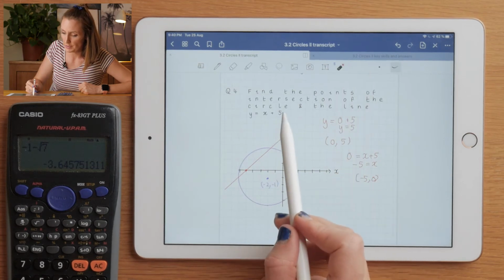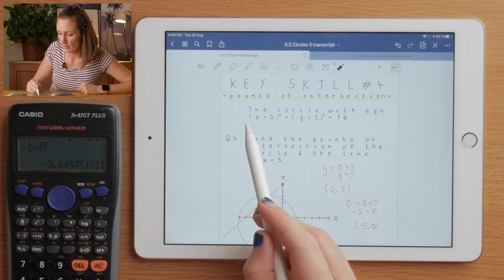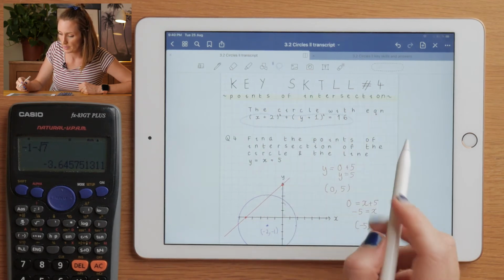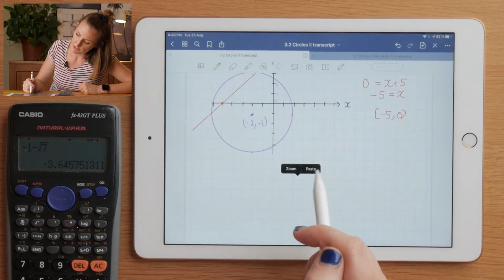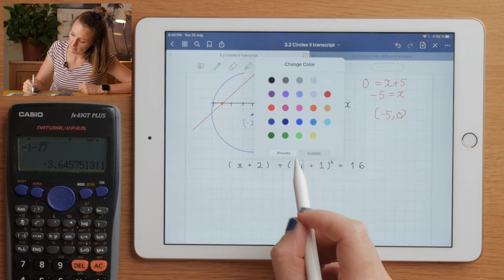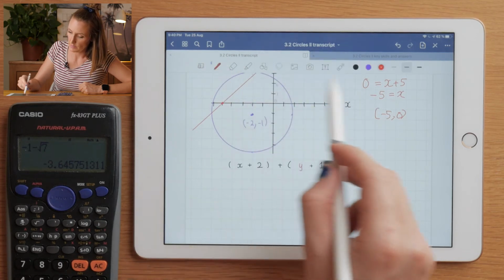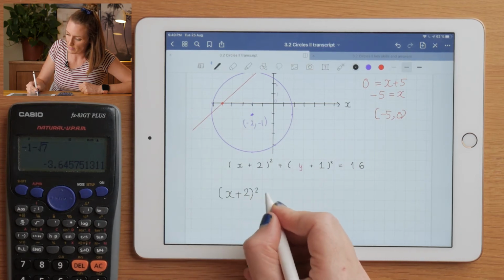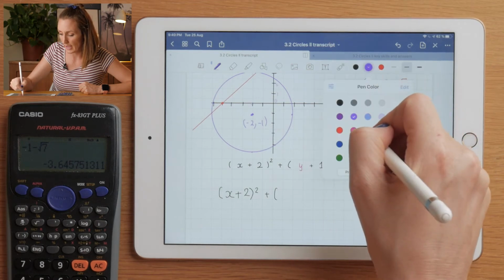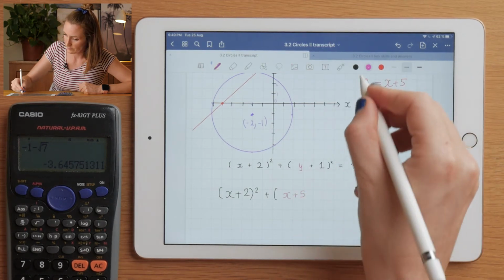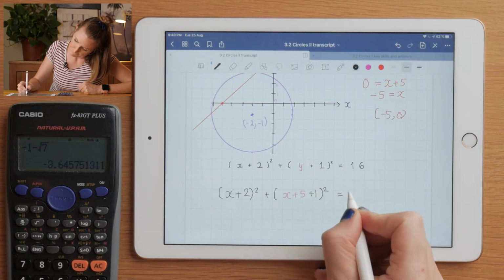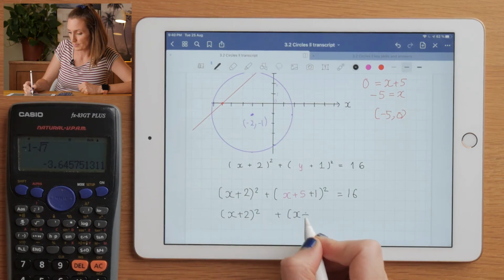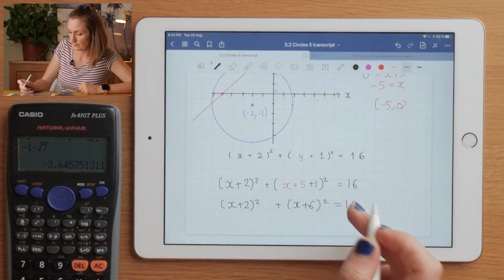To find those equations, all you need to do is replace y with x plus 5, because then you'll take your equation, which is currently with 2 variables, and you'll only have 1. So this is your equation that you've got for the circle. You take the y here, and you replace it with x plus 5, because then your equation's down from x's and y's to only x's. Okay, so that would be x plus 2 squared plus x plus 6 squared equals 16.